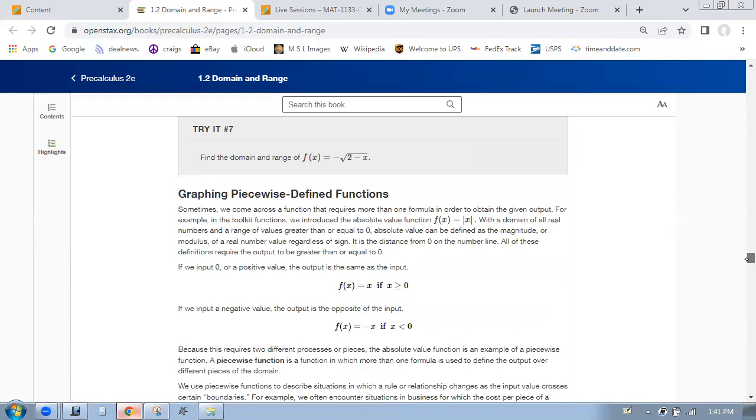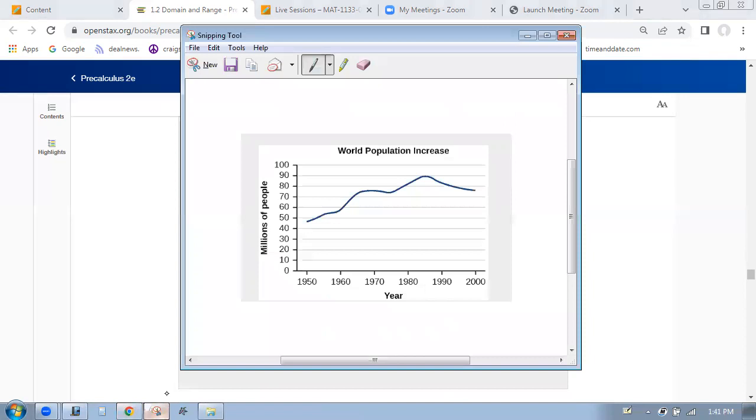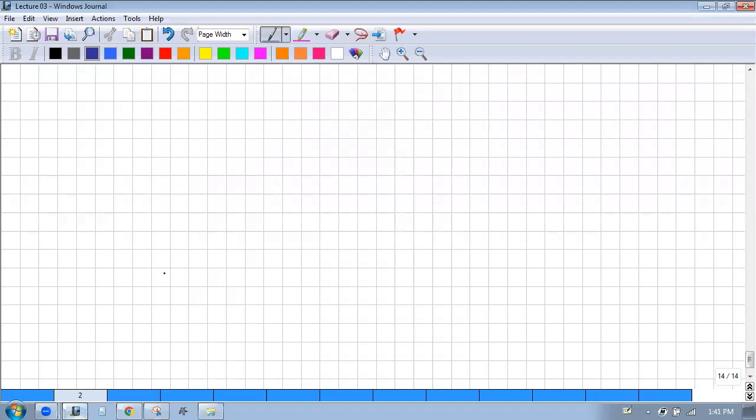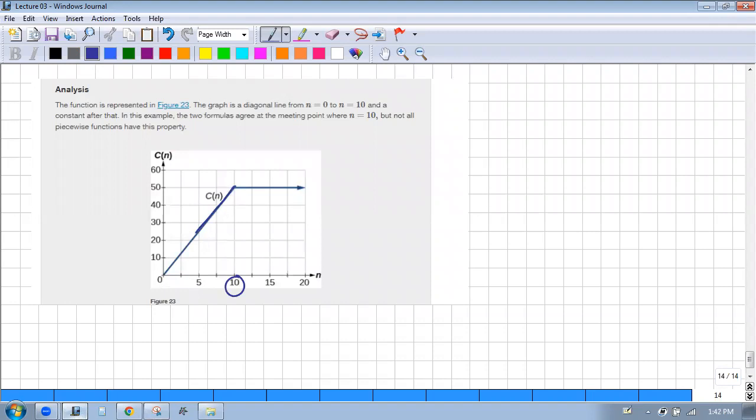Piecewise defined functions. If you know what functions are, piecewise defined functions are real simple. All right, so let's look at this one. Right here at 10, it looks like we have one kind of line before 10, and then after 10, it's something else, right? So we want to say it's something for when n is less than or equal to 10, and it's something else when n is greater than 10, all right?